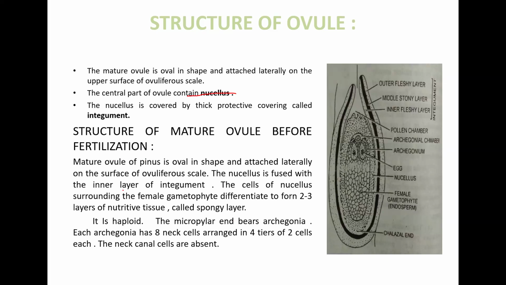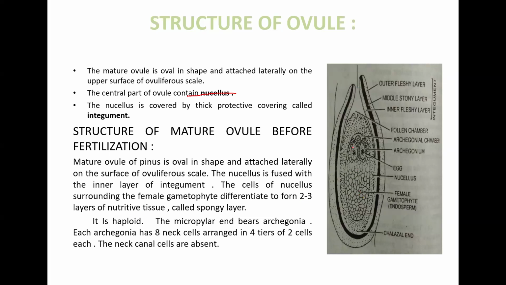And at the time of maturity, the cells of the nucellus surrounding the female gametophyte differentiate to form 2 to 3 layers of nutritive tissue called the spongy layer. Now, it is haploid at the micropylar end. So this is the micropylar region.